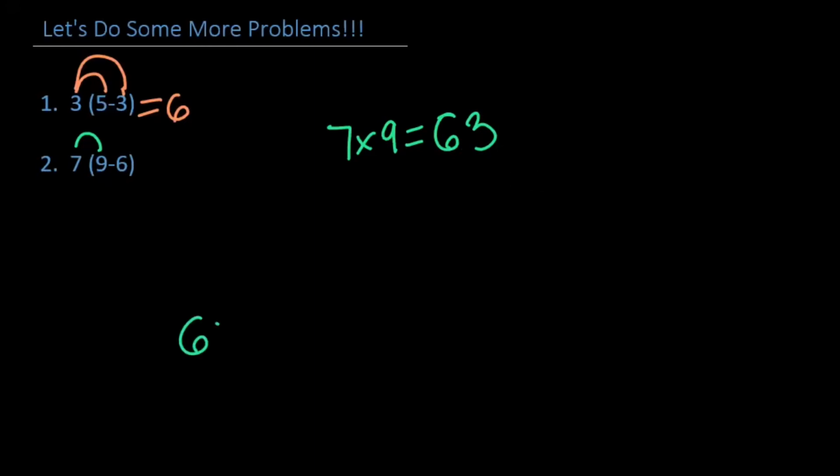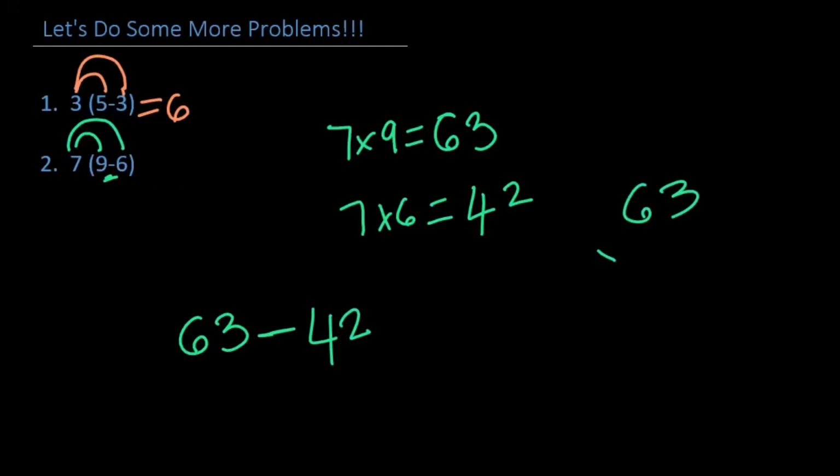We write a 63 down here, and since it's a subtraction sign, we have a subtraction sign over here. Next, it's 7 distributed to 6. So that means 7 times 6. 7 times 6 is equal to 42. So 63 minus 42.